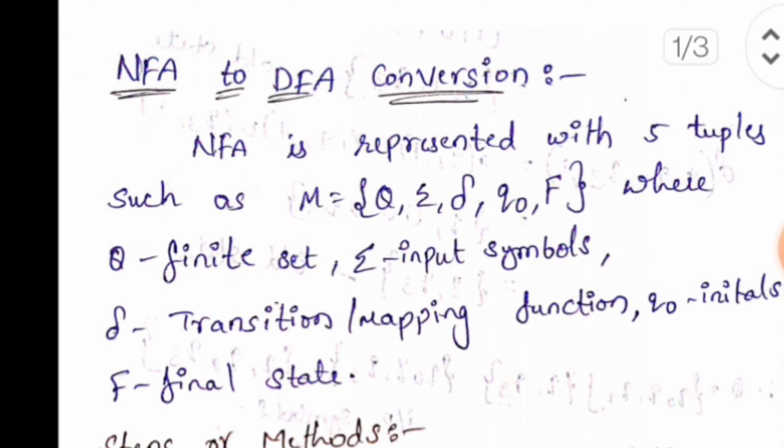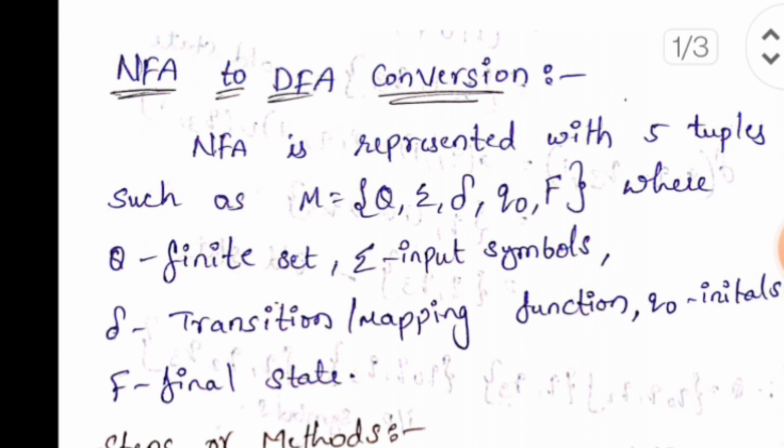So NFA is represented with 5 tuples such as M is equals to Q, sigma, delta, Q naught and F. Okay? Where Q is finite set of states, sigma is input symbols, delta is transition function or mapping function, Q naught is initial state and F is the final state.